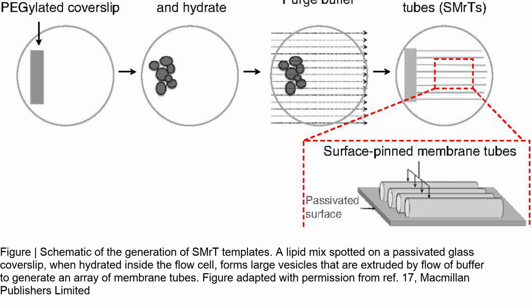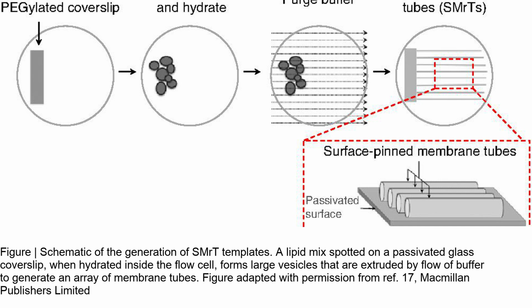Figure 1 in the scientific paper shows a schematic of the generation of SMrT templates. The process involves spotting a lipid mix on a passivated glass coverslip and hydrating it inside a flow cell. This leads to the formation of large vesicles that are extruded by the flow of buffer, resulting in an array of membrane tubes. The figure also shows the different components involved, including the passivated glass surface, the lipid mix, the flow cell, and the pegylated coverslip.